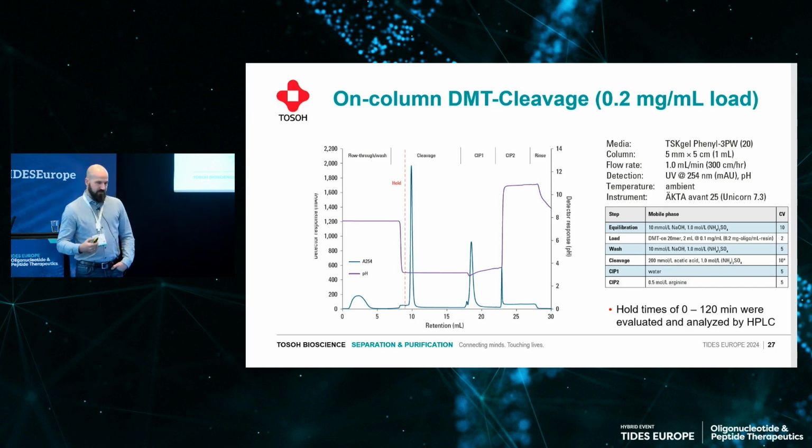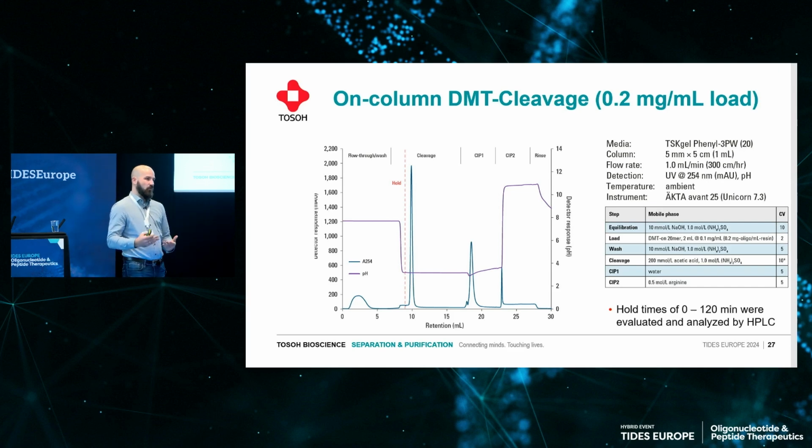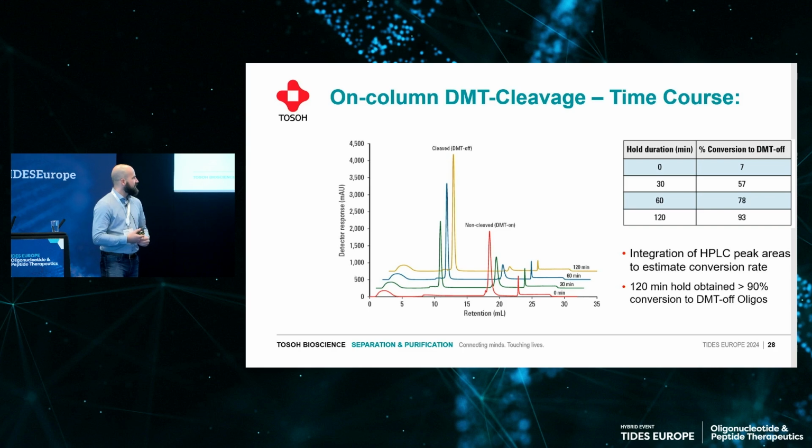And then we identified in this first step how long we need to hold it to get sufficient DMT cleaving. We investigated hold times of 0 minutes to 120 minutes, and then analyzed how much DMT-on to DMT-off conversion we got. We analyzed this using reverse phase chromatography. Without any hold time, just by decreasing the pH and flowing immediately through, we have almost no conversion of DMT-on to DMT-off, just 7% conversion.